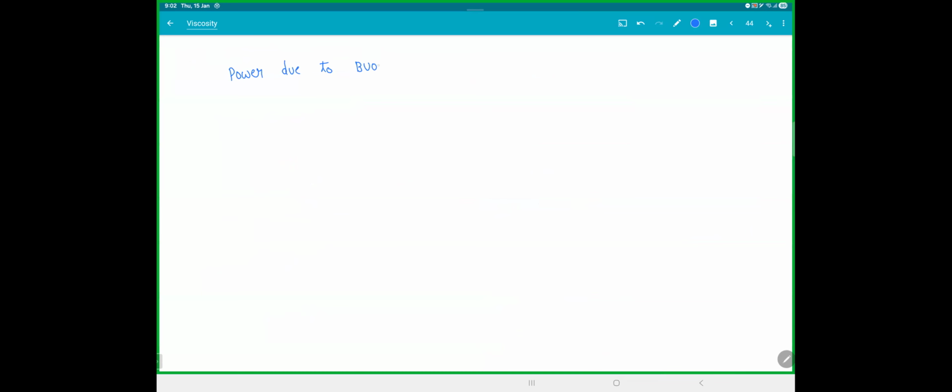this is a good one, right? It will be a good discussion. They can actually ask you in advance also. The power due to buoyant force will be minus Fb into V terminal. So this is going somewhere. So where is this going exactly?